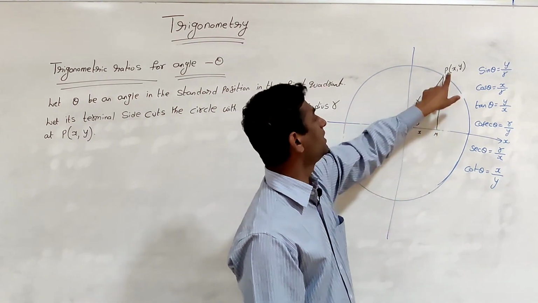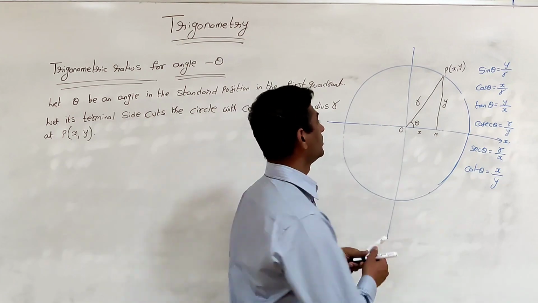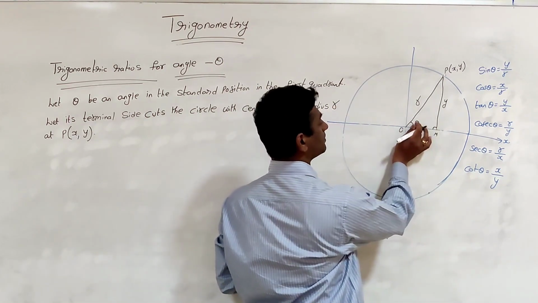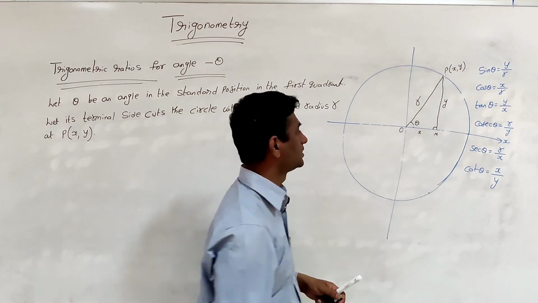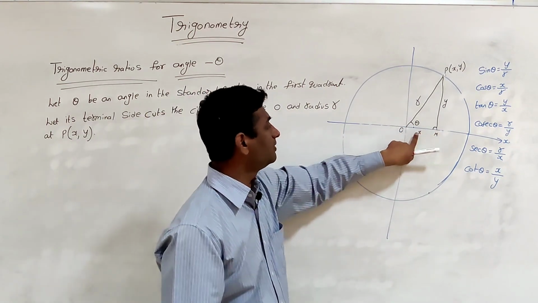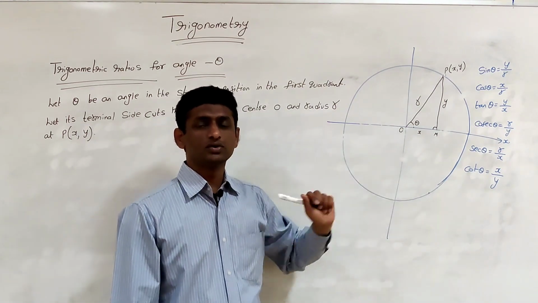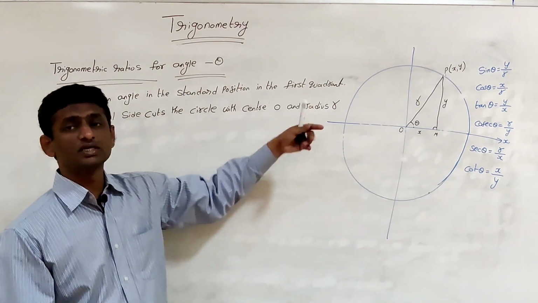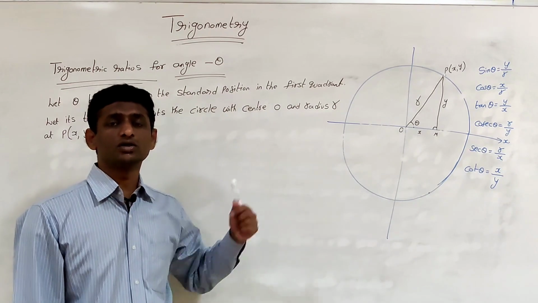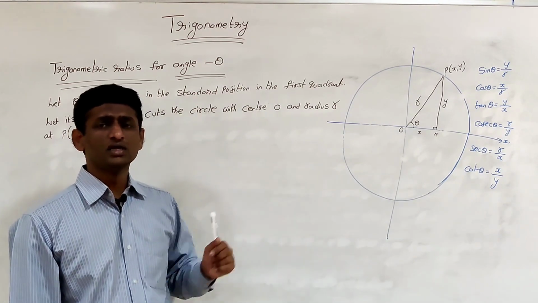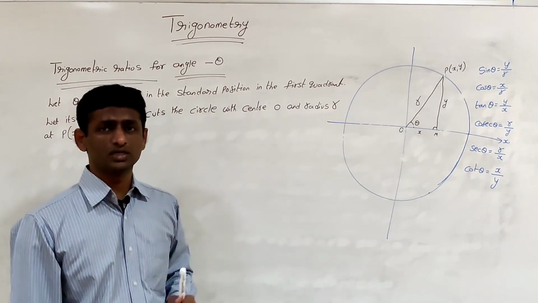Then OMP is a right angle triangle, and it gives some angle theta, 90 and 90 minus theta. The length of OM will be x and MP will be y. From this notation, we have seen the trigonometric ratios: sin theta, cos theta, tan theta, cosecant theta, secant theta, and cot theta.